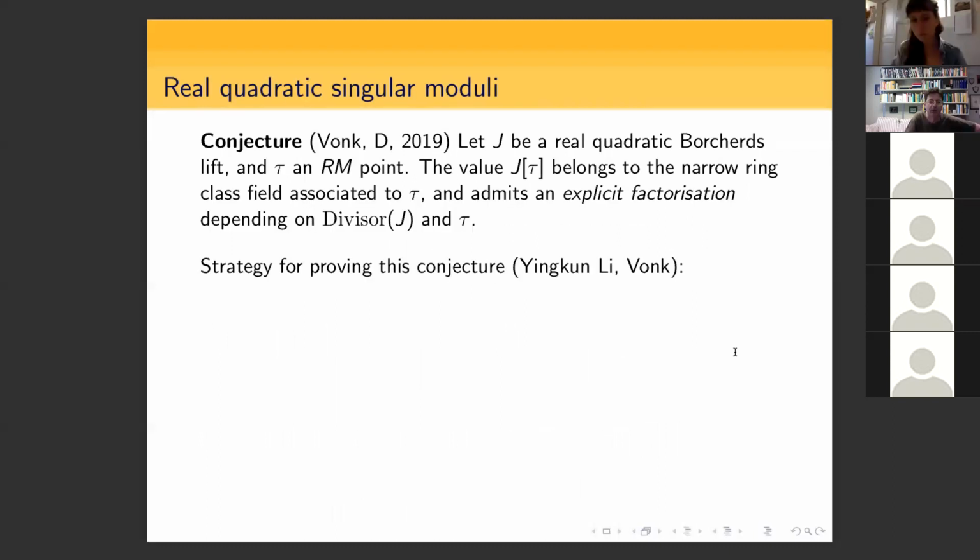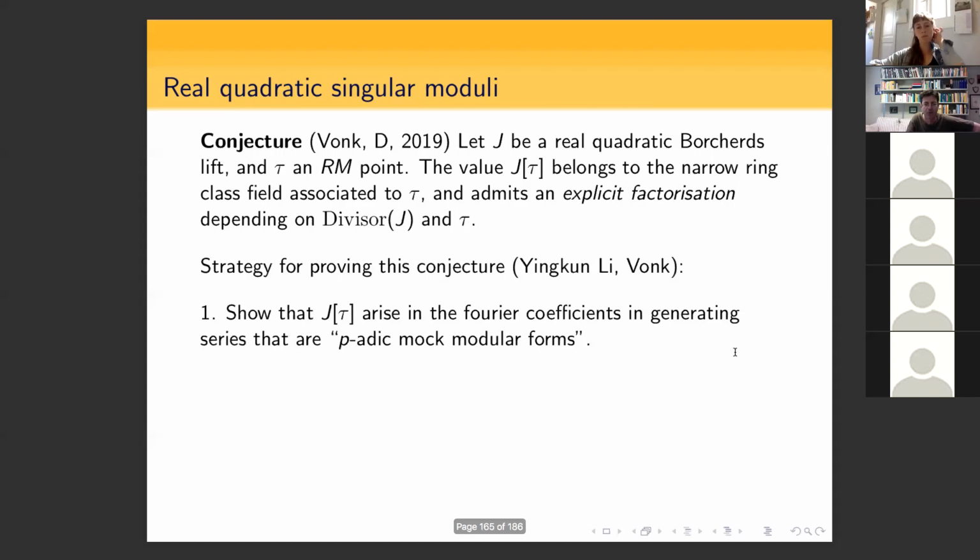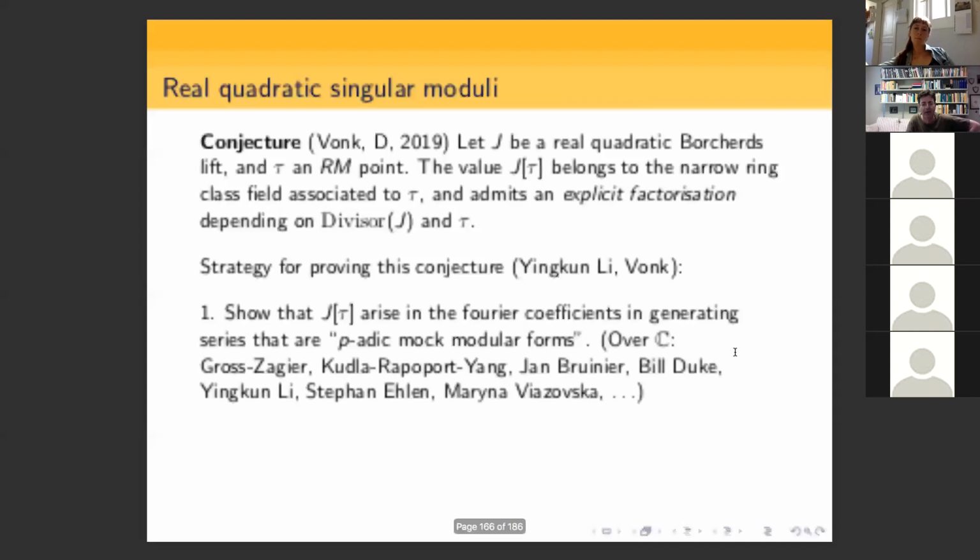And the strategy that we've been trying to develop to prove this conjecture, and I'll finish my talk by saying just a few very quick words about that, is something we've been developing with Yingkun and Jan over the last few months. Roughly speaking, we want to show that the values of the Borcherds lift at tau arise inside the Fourier coefficients of certain generating series, which are very much in the spirit of these. So you take p-adic families of certain modular forms of weight 3/2 and look at their derivatives and apply a suitable ordinary projection. And when we examine those coefficients, we see appearing the values of certain rigid meromorphic cocycles.